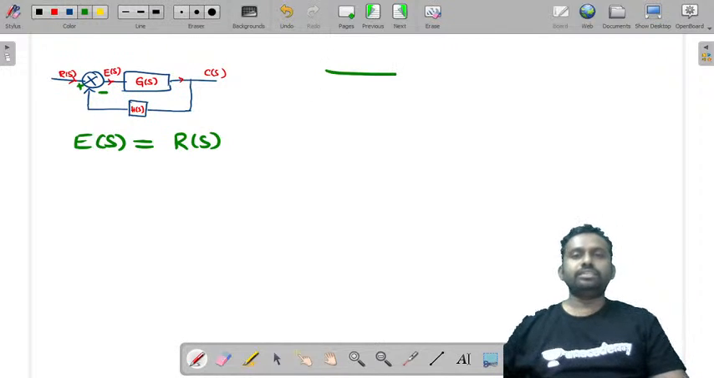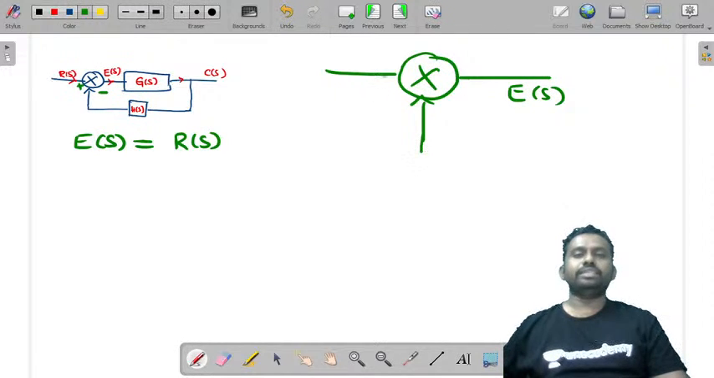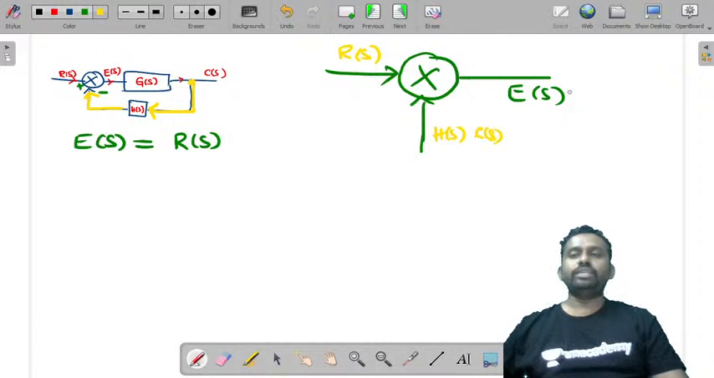See, if you take this and this is E of s, and here you have something as an input, and this is R of s, this is H of s into C of s. C of s, a part of the signal is given back to the H of s, and that is given again to this error detector. So what would E of s be? It is R of s if this is plus and this is minus, negative feedback if you are considering, R of s minus H of s into C of s.